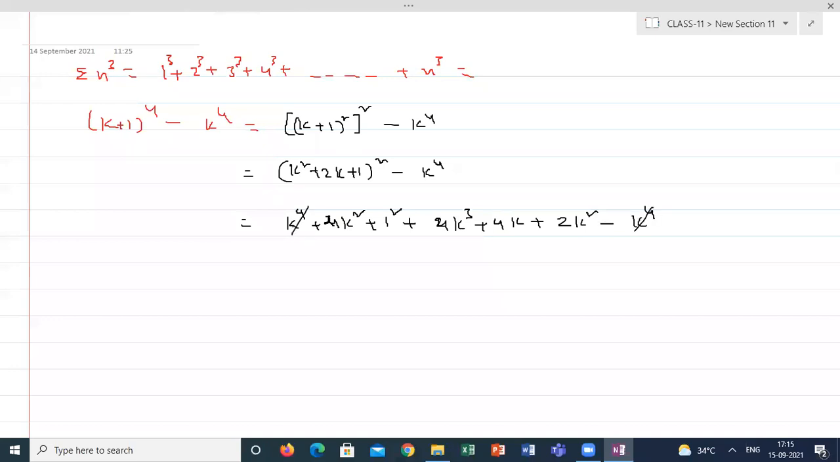K power 4 and k power 4 cancel. 4k square and 2k square are there. Finally, I'm getting 4k cube plus 6k square, because 4k square plus 2k square is 6k square, and 4k plus 1 square is 1. This is the expression for (k plus 1) whole power 4 minus k power 4.